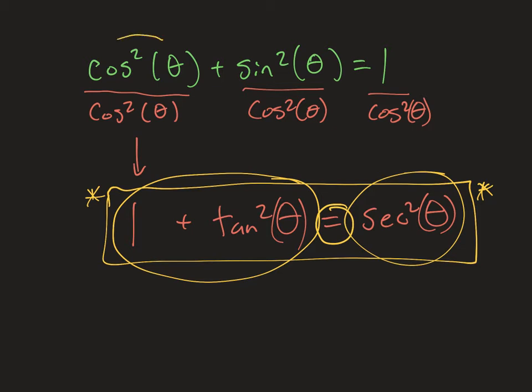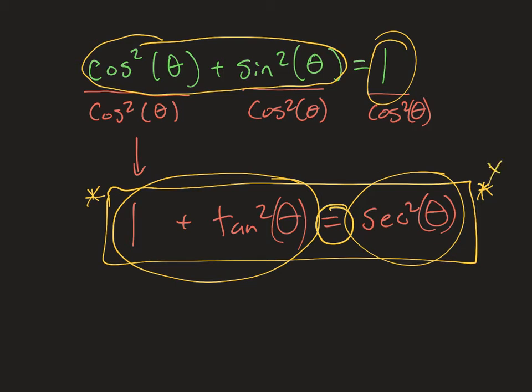Same thing over here. Cosine squared theta plus sine squared theta, that's the complicated part of this equation, and the simpler side is just the 1. So these are identities because they're equations, but more importantly, they help us simplify trig expressions. Okay, so this guy here, don't forget, this is our second Pythagorean identity.